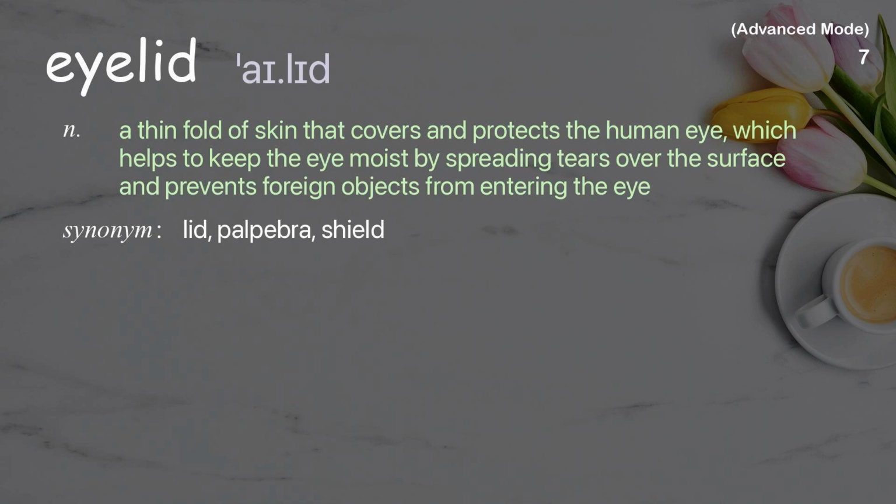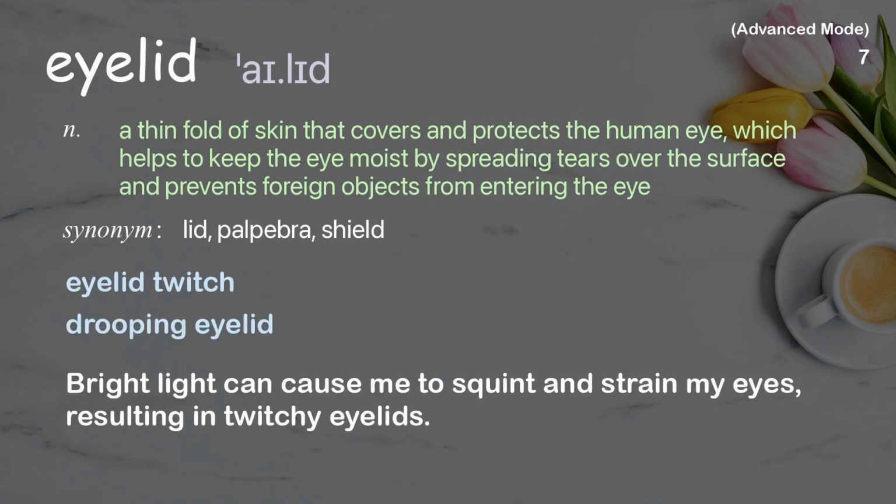Eyelid. A thin fold of skin that covers and protects the human eye, which helps to keep the eye moist by spreading tears over the surface and prevents foreign objects from entering the eye. Examples. Eyelid twitch. Drooping eyelid. Bright light can cause me to squint and strain my eyes, resulting in twitchy eyelids.